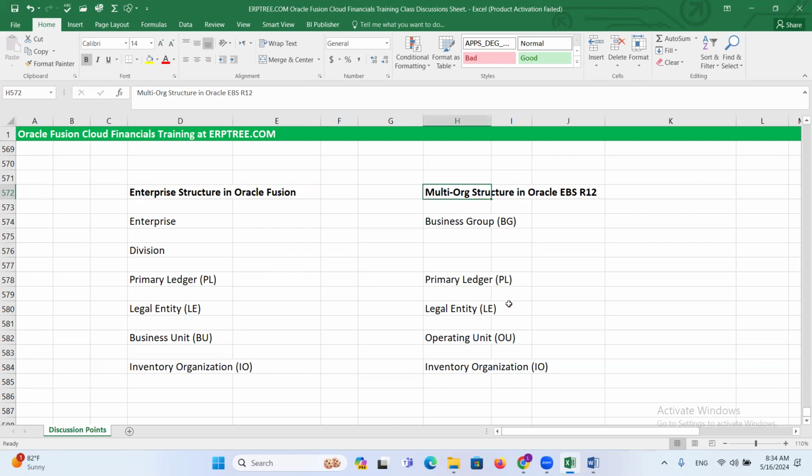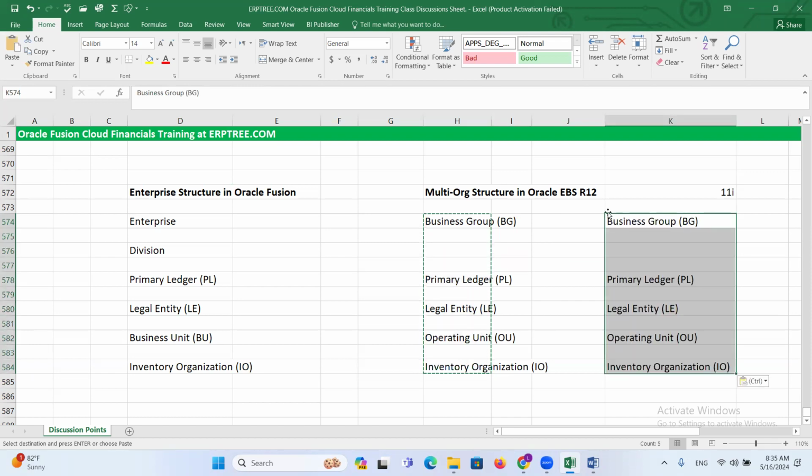And if you talk about the multi-org structure in Oracle EBS R12, this is the naming convention. If you talk about 11i, before R12 we have the 11i version, Oracle EBS 11i applications. In 11i also the multi-org structure is the same except the primary ledger. So as it is, no difference. You can copy and paste.